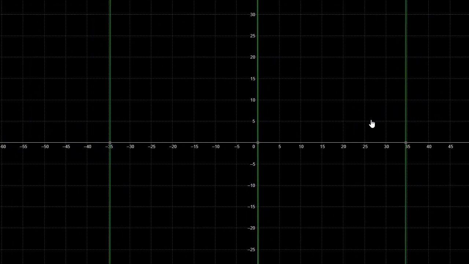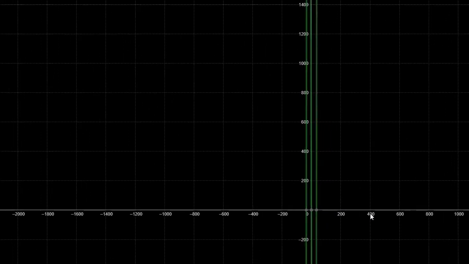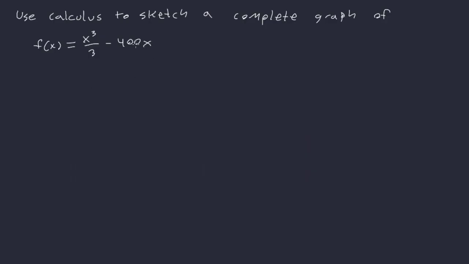In fact, if we start zooming this out, we see what looks like just vertical lines, right? So instead of just futzing around with this window, again, I've zoomed out pretty far and this still looks like just vertical lines. Now it shouldn't be, because this is a nice polynomial, which should be continuous and smooth everywhere. So that's not the case. So what we're going to do is just use calculus to find all of the important information.